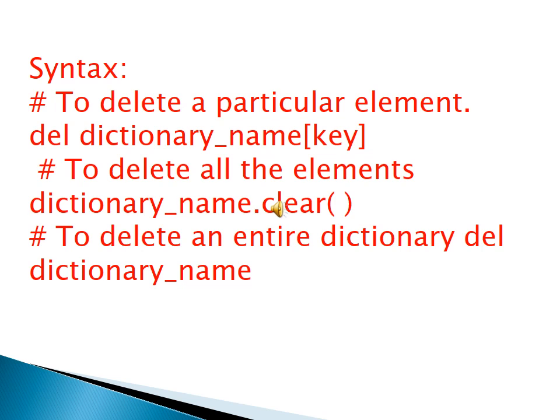Del, then the dictionary name. This is a user-defined name, anything you can give, related to the particular program, followed by the square bracket. Inside the bracket you have to specify the key value. Once done, that key-value element alone is deleted from the dictionary. Next one, delete all the elements.